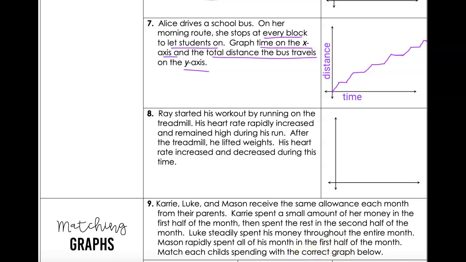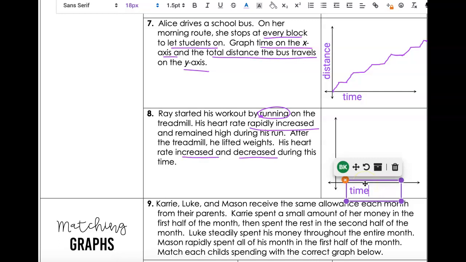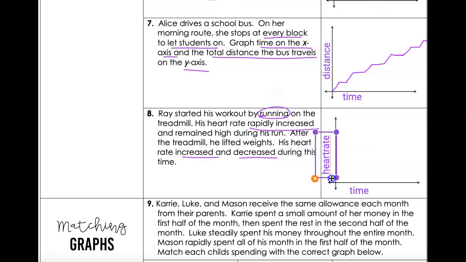And then last example like this, Ray starts his workout by running on the treadmill. So when we're running, we know that we're going pretty fast. His heart rate rapidly increased, and then it remained high during this run. After the treadmill, he lifted weights, and during this time, it says his heart rate is increasing and decreasing. So along the bottom, we're going to put the time of his workout. Along our y-axis, we'll put our heart rate. And now if you think about it, our heart rate is never at 0. If it's at 0, we've got a problem.